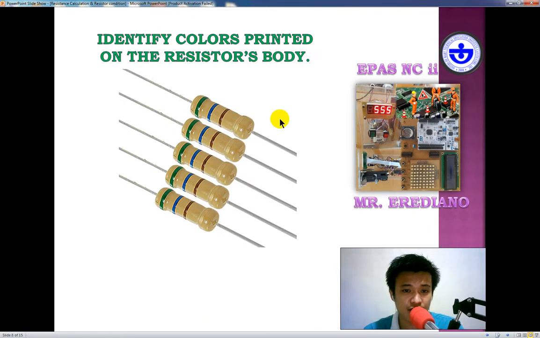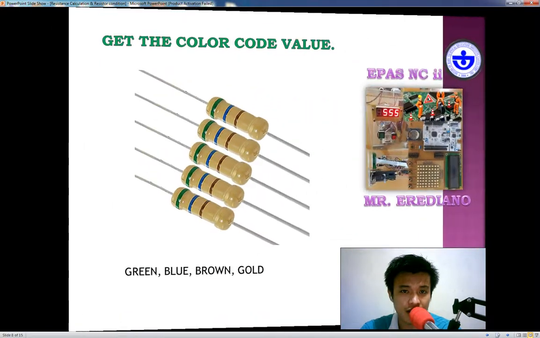So we have, for example, if you are given a resistor, so you are going to identify the color. So I guess we have here green, blue, and brown. Then we have here the gold as our multiplier. So these are the present colors that we have in the resistor. So again, identify the color printed on the resistor's body. So we have here again green. This is green, this is blue, and this is brown and gold. Okay. So this is a 4-band resistor. I hope that is clear.